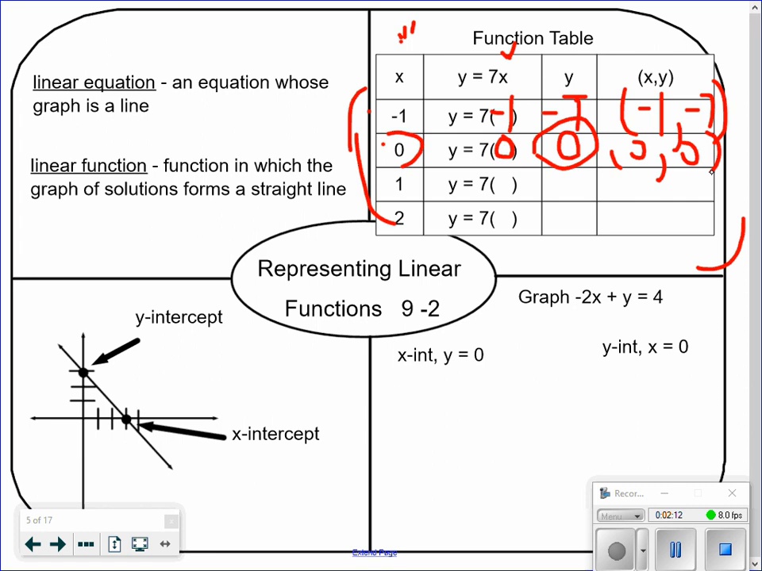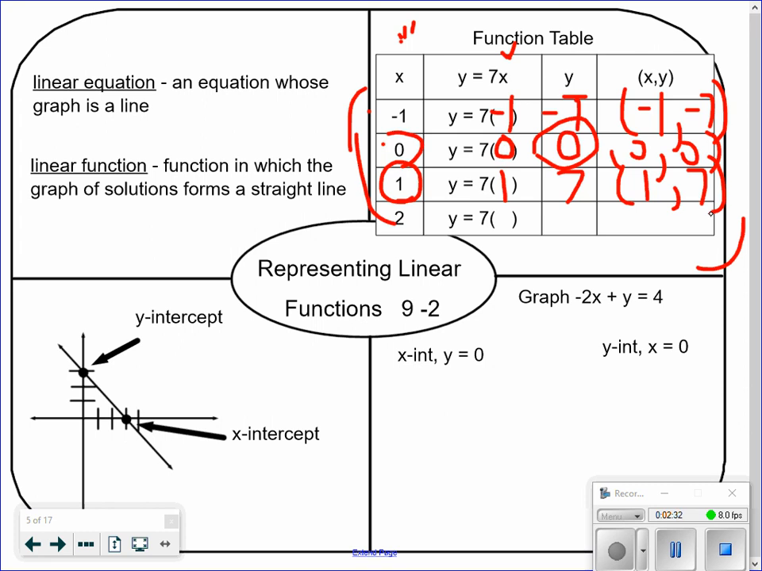Next, we're going to plug in the x value of 1. We already know that our x value in our ordered pair is going to be a 1. Plug this 1 in here. So 7 times 1 is 7. So y equals 7, and now you know your other ordered pair has a y value of 7.